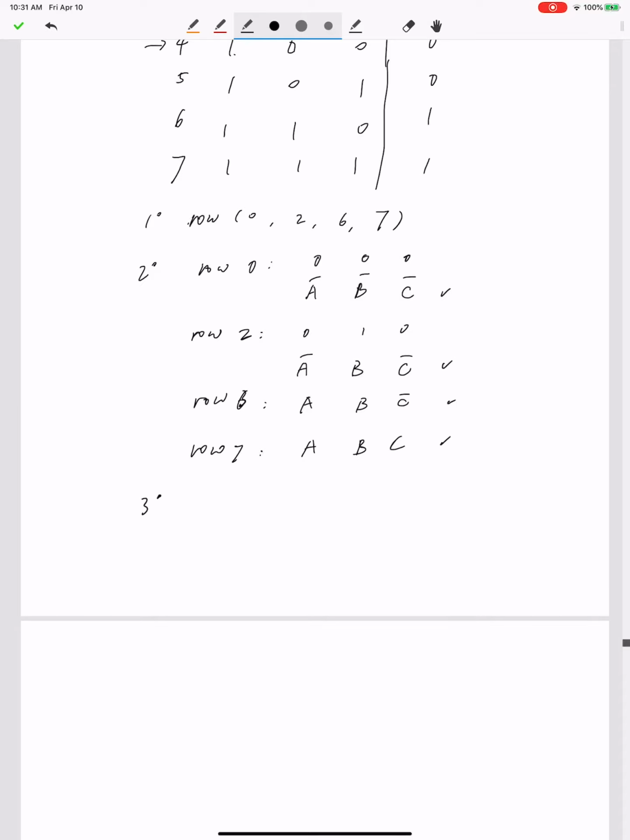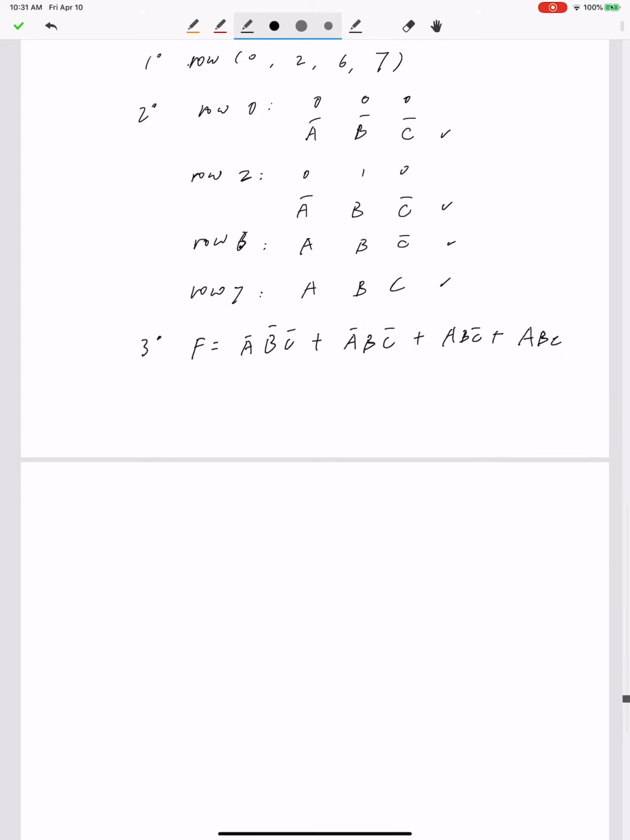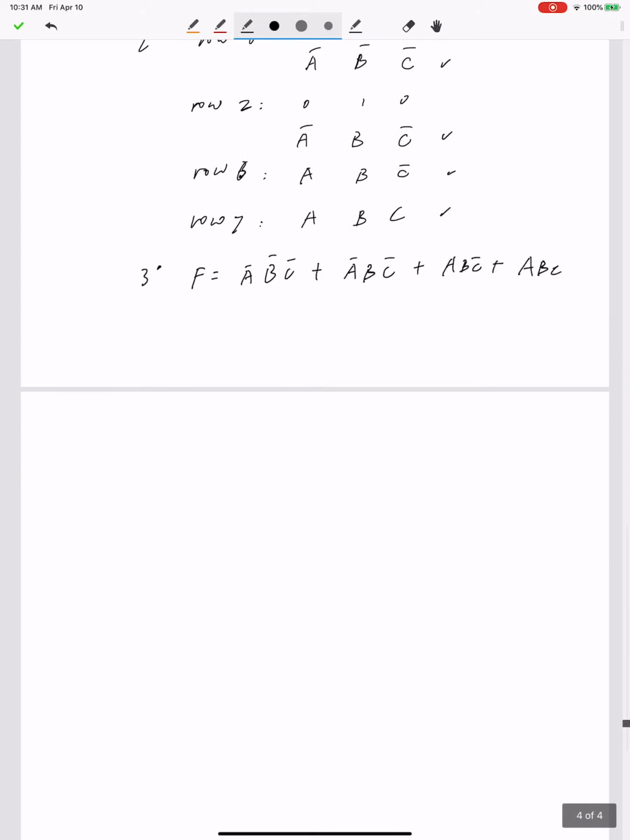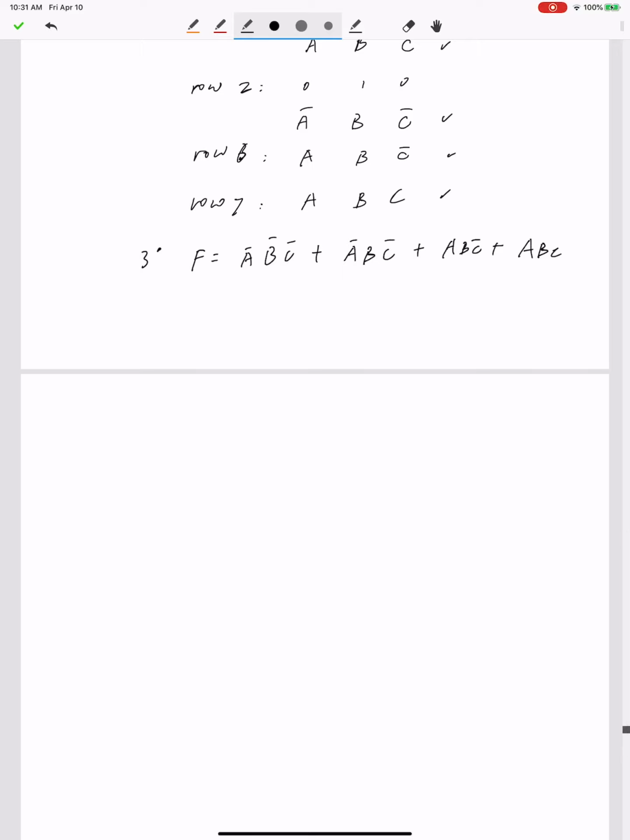And the last step is we just need to sum them together. So F equals A bar B bar C bar plus A bar B C bar plus A B C bar plus A B C, right? It's a long expression, but the whole process is not very complicated, right? Then after we have the logic expression, we can draw the logical circuit.